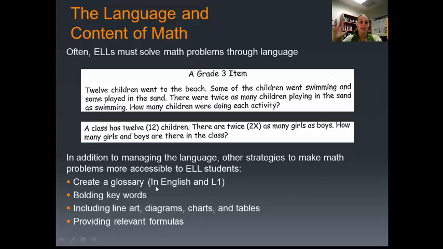Here are some other strategies to make math problems more accessible to ELL students. You can create a glossary with definitions on the side. You can bold the keywords, and I would choose the key math terms, such as how many, for example, or twice as many would be another key term that I would bold, because I know that students are going to see those terms again and again across questions. Include diagrams, charts, and tables whenever possible, and provide the relevant formulas, if possible, to help students through.